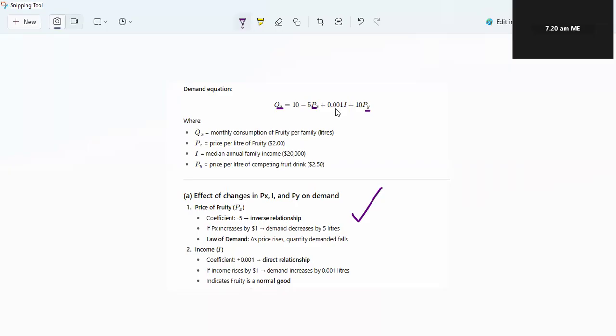Then I here, 0.01, has a direct relationship. It means when income increases by $1, your demand will increase by 0.01 liters. So this means that it's a normal good. All right? It's a normal good.